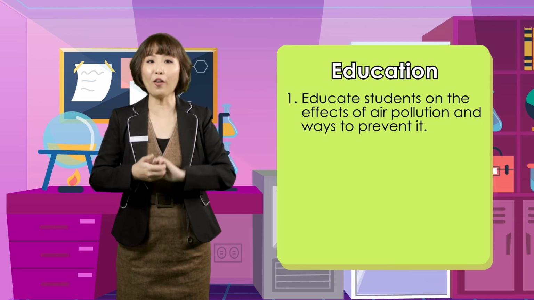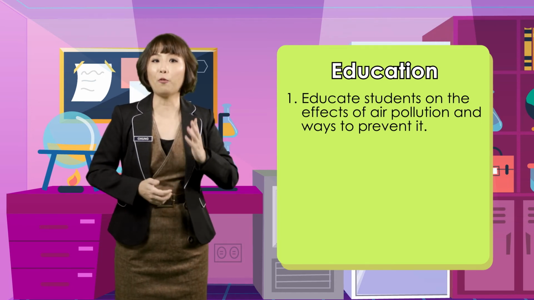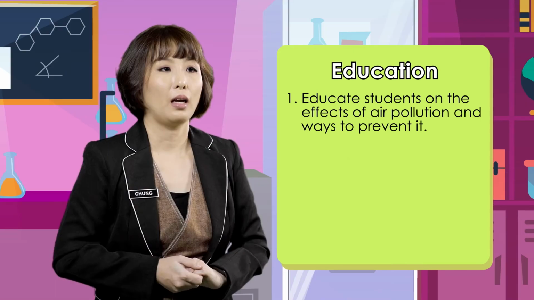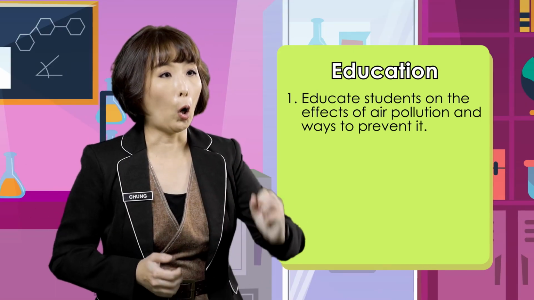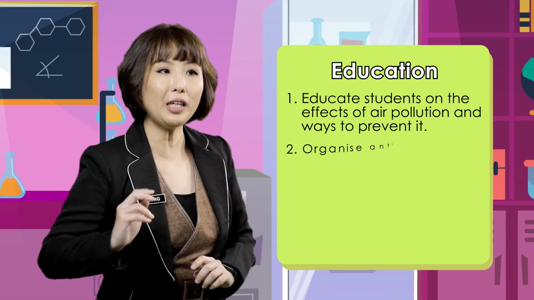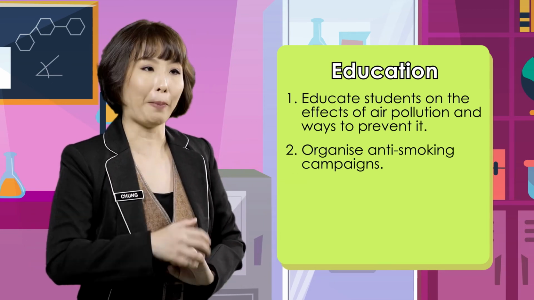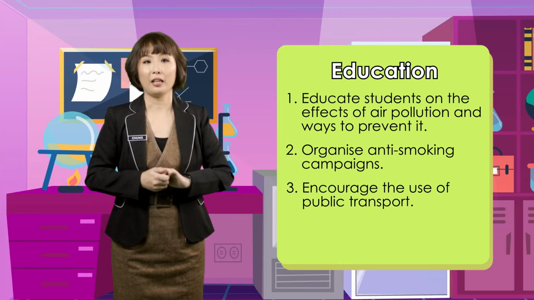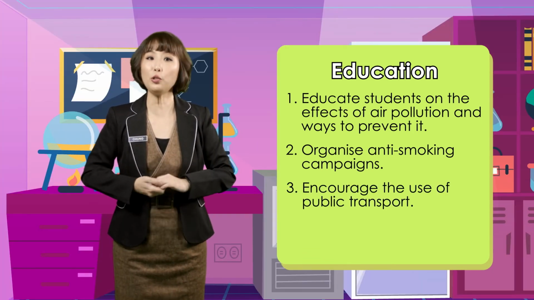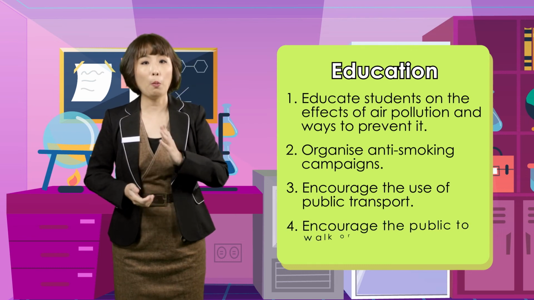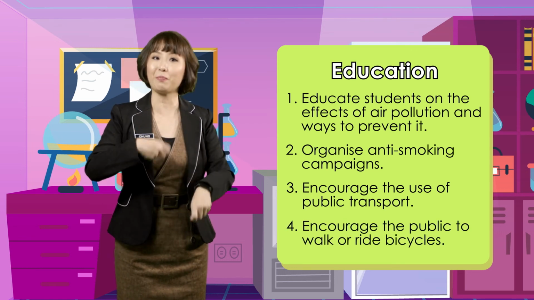Secondly, we can educate students on the effects and prevention of air pollution. The government or NGOs can organize some awareness campaigns for the public. The public can be encouraged to use public transport more frequently and ride bicycles. Can you think of other ways, boys and girls?